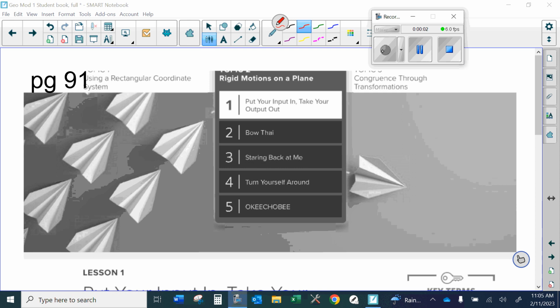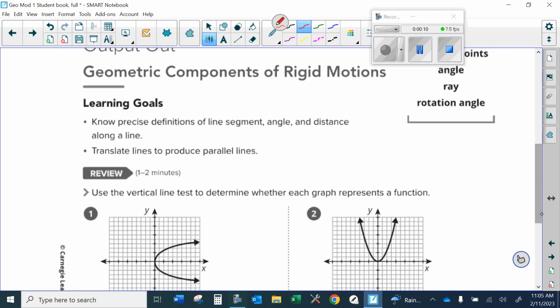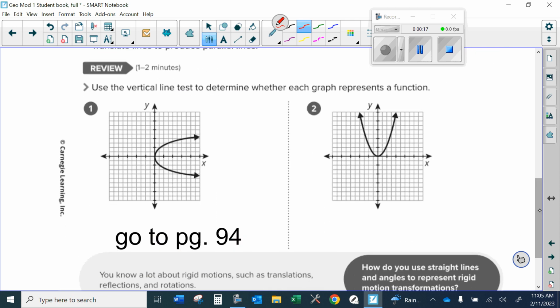Okay, students, we are on Mod 1, Topic 2, Lesson 1, page 91. We're going to talk about definitions of key things here, specifically line, segment, angle, and distance along a line. A couple of review questions first.